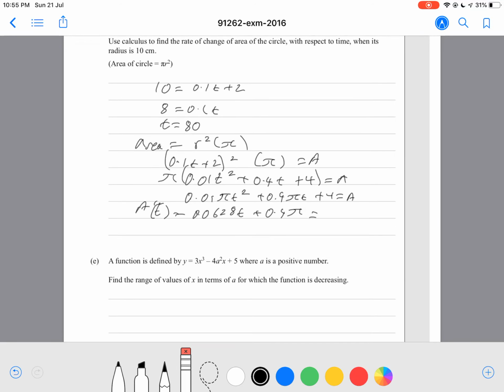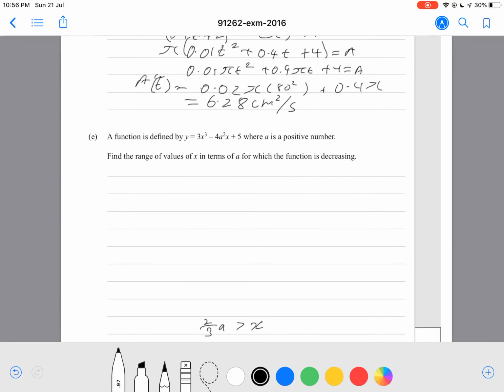So now I have a calculator with me. I'm going to calculate it. If I put t equals 80 in this, why is it like that? That's wrong. So that's 0.02 pi times 80 squared plus 0.4 pi. If we plug that into a calculator, we should get our rate of change is 6.28 centimeters squared per second. Alright, we're going to be moving on.